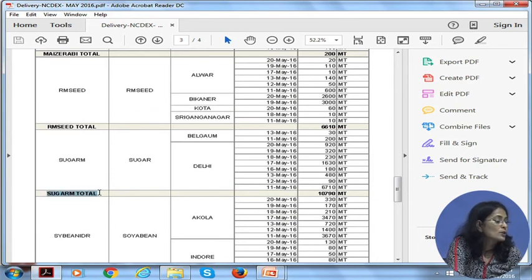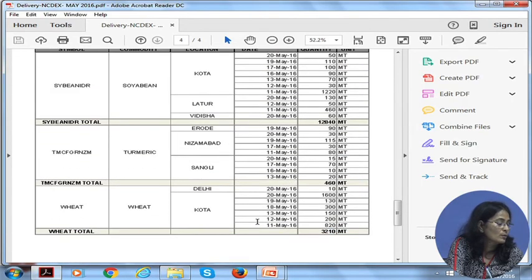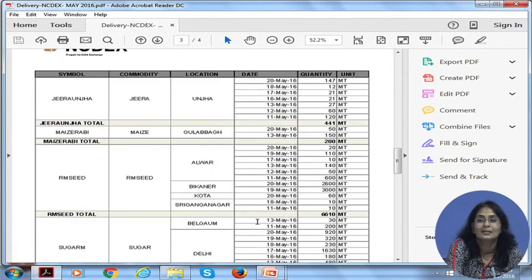So you have sugar, medium sugar, where the total amount of delivery has been 10,790 metric tons. Different commodities have different amounts given. So this indicates the amount of delivery which buyers and sellers have done on the exchange platform.